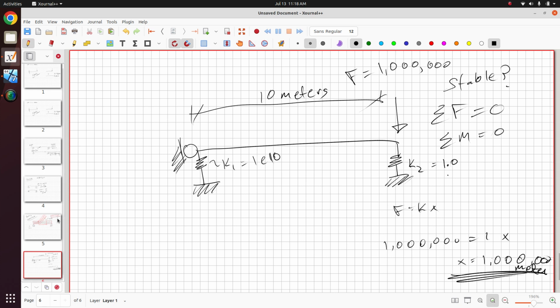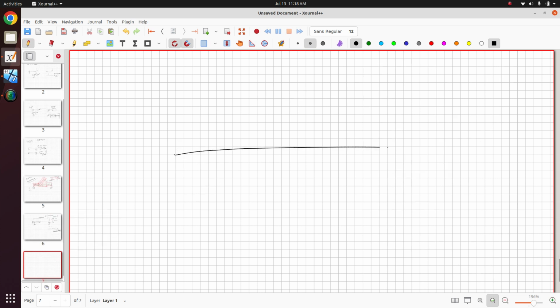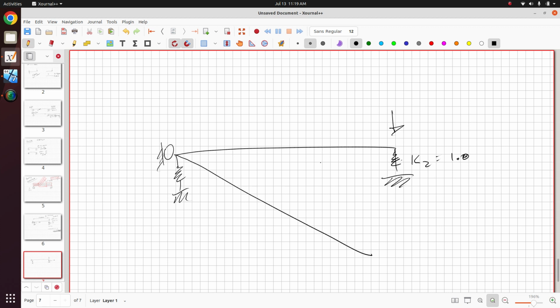So what happens in this scenario? Let's go ahead and write another page. We'll draw our spring here, another spring here. It's basically the same scenario we had in the previous slide. I'm going to draw our force here. After deformation, this spring K2 is so soft that this beam is just rotating, if you will. And it's not deforming, it's behaving as a mechanism.